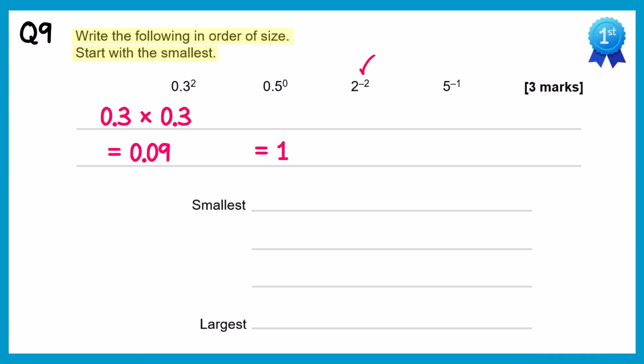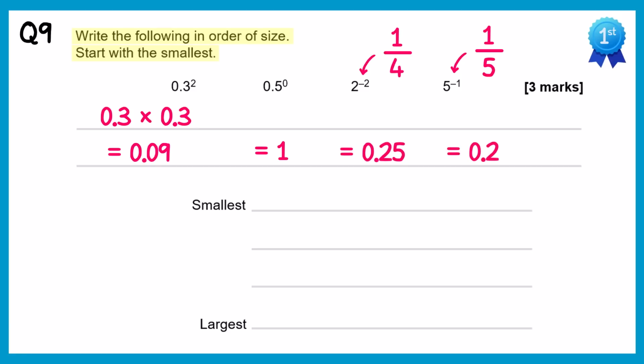When we have a negative index like this one here for 2 to the power negative 2, we can write it as 1 over 2 to the power positive 2. 2 to the power positive 2 is just 2 squared, so 4, so this is the same as 1 over 4, or a quarter. In a similar way, 5 to the power negative 1 is 1 over 5 to the power positive 1, or just 1 over 5. If we write a quarter as a decimal, it's 0.25, and a fifth as a decimal is 0.2.